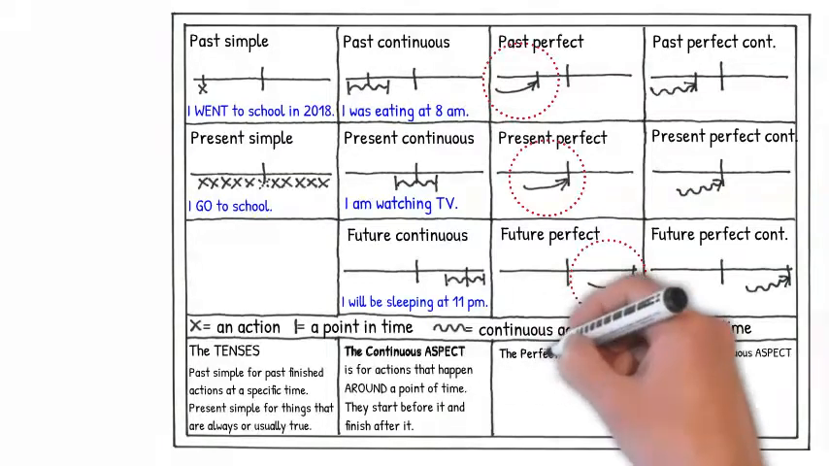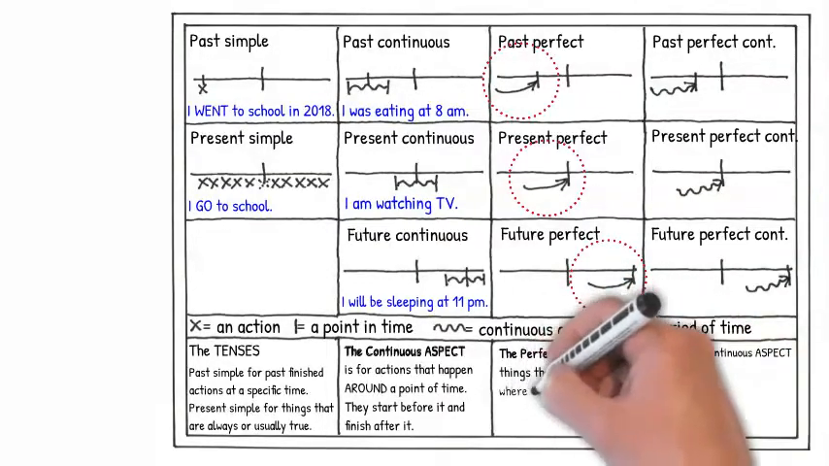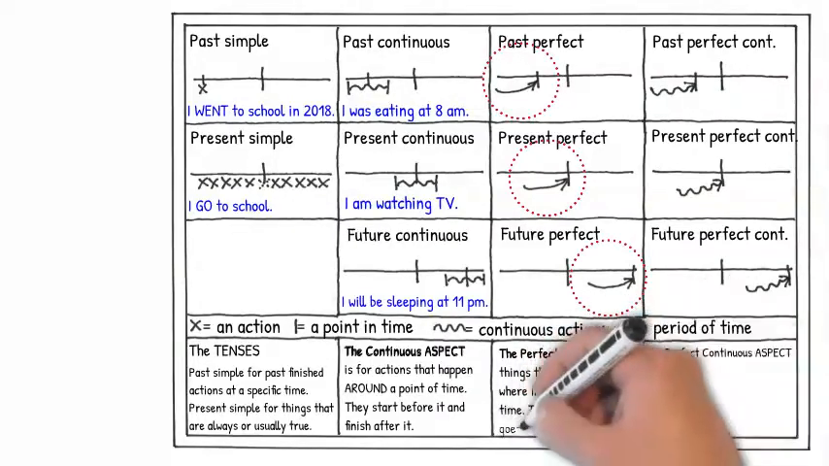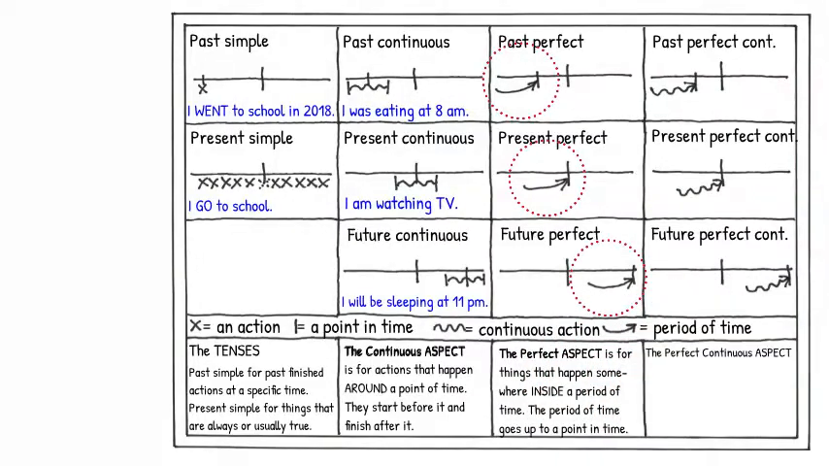Okay, so the perfect aspect is about things that happen inside of a period of time going up to a point in time. The reason you don't see an action on the timeline is because we don't know when these things happen. We just know they happen sometime inside of the period of time going up to a point in time. For example, I have seen Titanic.